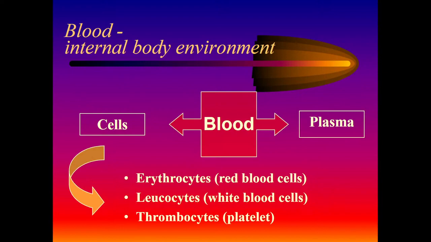Blood consists of two main parts, its cells and plasma. Cells include erythrocytes, red blood cells, leukocytes, white blood cells, and thrombocytes, platelets. Plasma is the fluid part of blood, which includes a lot of water and a solution of different substances.